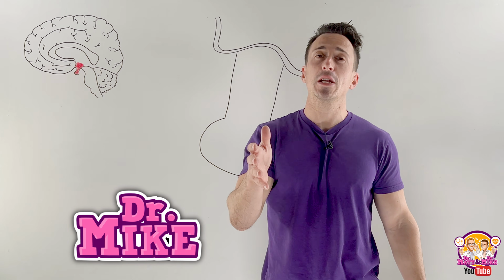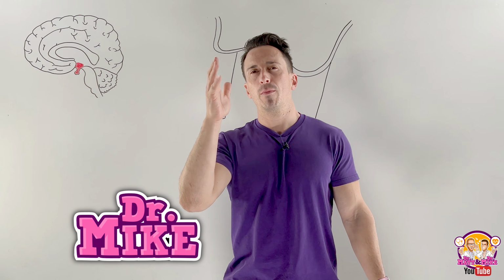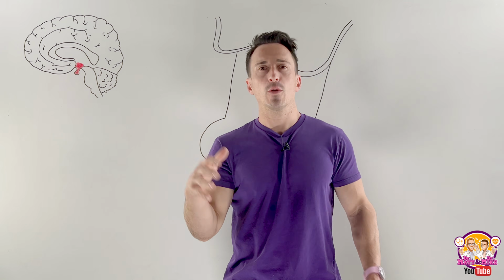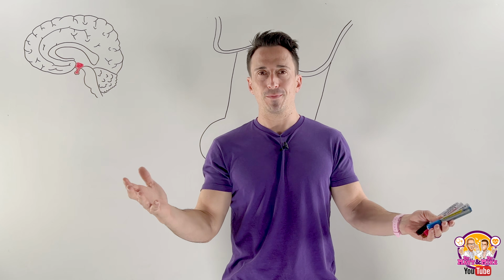In this video we're taking a look at the hypothalamic pituitary axis and all the various hormones produced. Let's take a look.